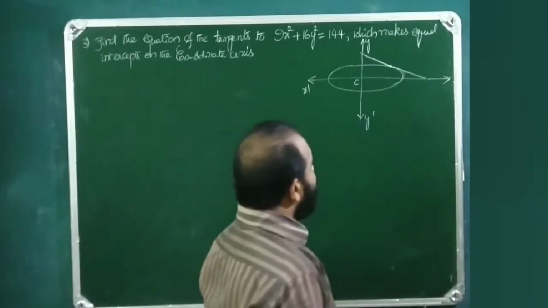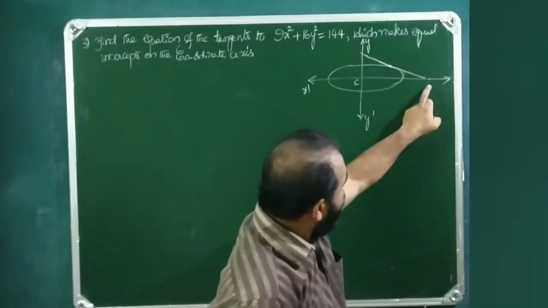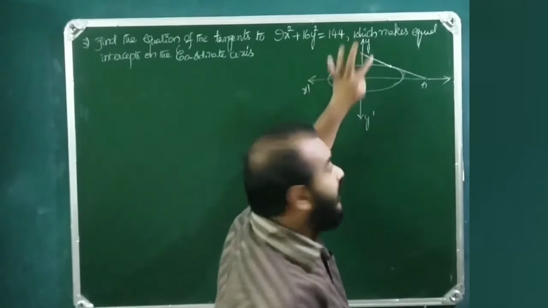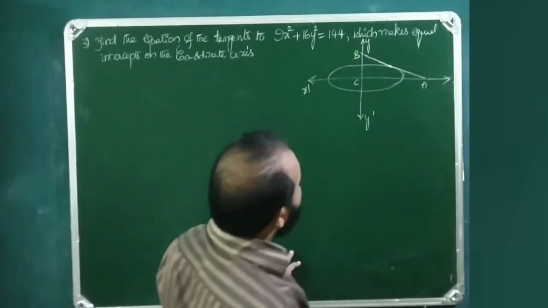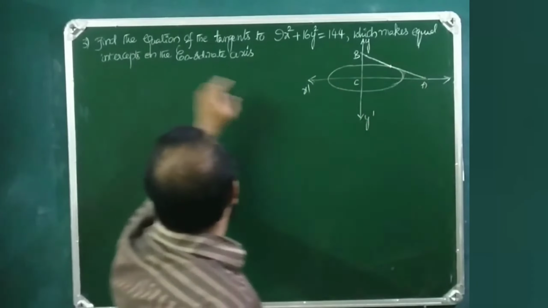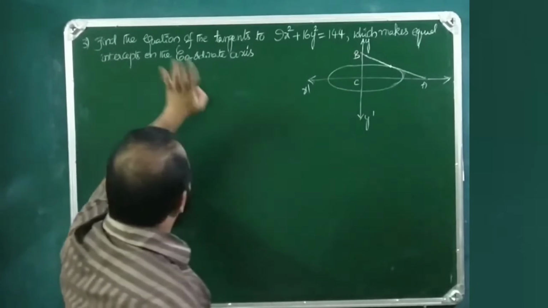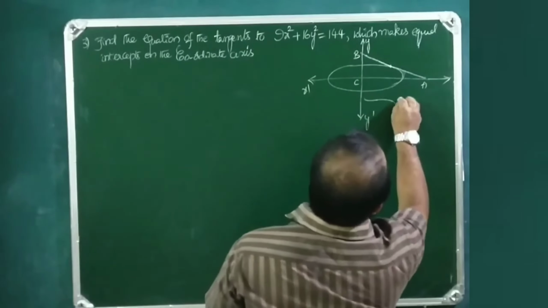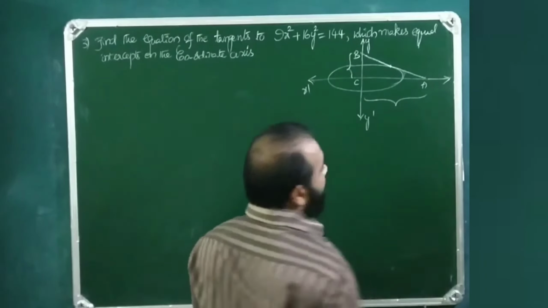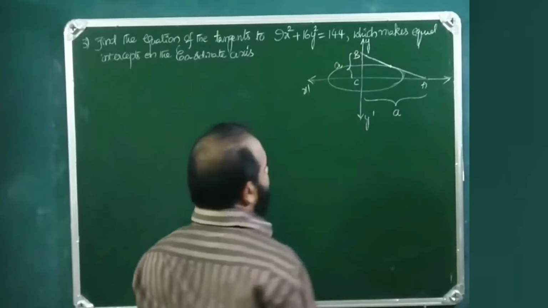And suppose this line cuts the x-axis at A, and cuts the y-axis at B. What is given is that the line makes equal intercepts on the coordinate axes. That means this and this are equal, that is given. So let us suppose this is A and this is also A.